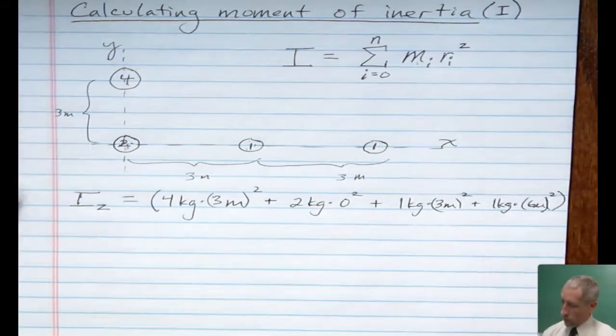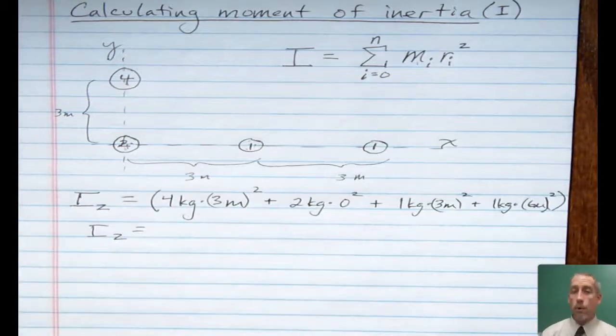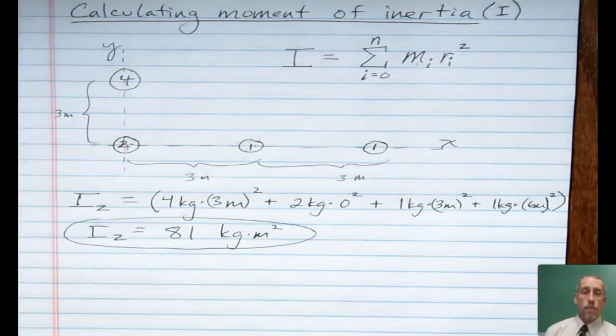That's a lot to fit on there. And you see here, we're going to get just a number. This is not a vector like center of mass is. It's just a number. So I'm going to grab my calculator and do this calculation, and we'll see what we come up with. Well, my calculator gives me 81. And look at the units there.